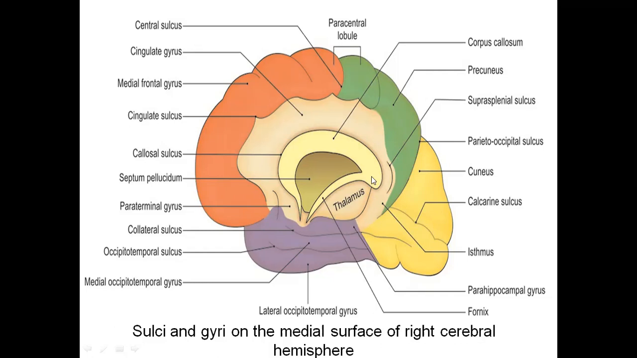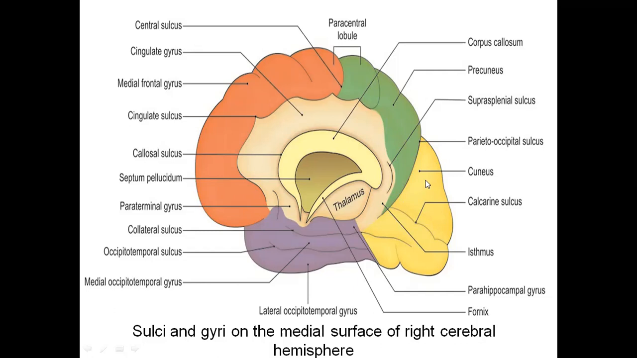Okay, then behind the splenium of the corpus callosum, we have a sulcus which is called suprasplenial sulcus. Then we already know that between the parietal and occipital lobe, the sulcus is parieto-occipital sulcus, and this is the parietal lobe, and here you are finding this area is precuneus.